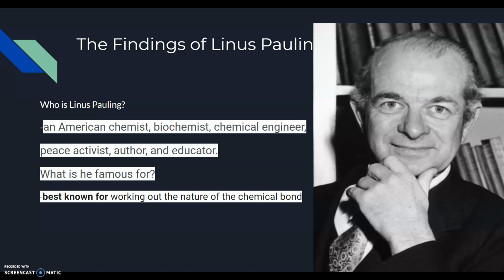More fun facts about him: he was the founder of the fields of quantum chemistry and molecular biology. He was awarded the Nobel Prize in Chemistry in 1954, and in 1962 he received the Peace Prize. He is the only person to receive 2 unshared Nobel Prizes. On top of it, he wrote The Nature of the Chemical Bond, which is one of his famous published papers, and he was born on February 28th, 1901 in Portland, Oregon.